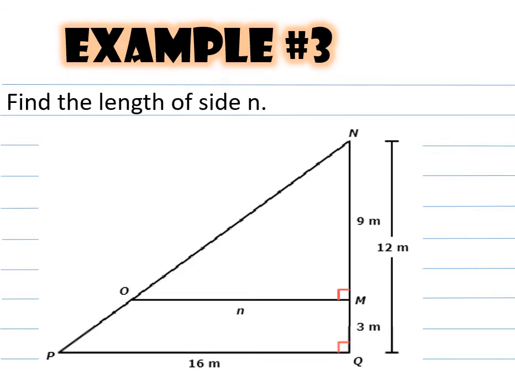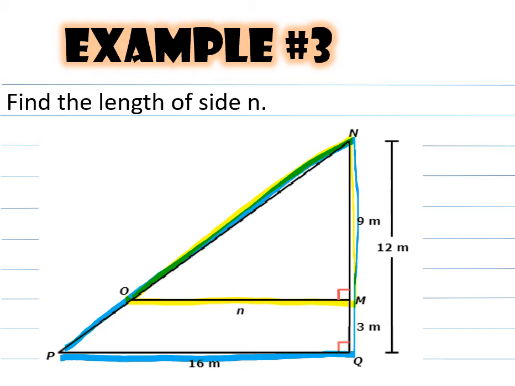Example number 3. Find the length of side n. So a lot of kids get really confused here, and I want you to observe that there are two triangles here. Here is one triangle, and then we've got a second triangle right here. It's overlapping. So there's two triangles, a yellow triangle and a blue triangle. For yellow triangle, we don't know its base. We don't know what n is, but for yellow triangle, it has a height of 9. For the blue triangle, the bigger triangle, it has a base of 16 and a height of 12. So you can kind of disregard the 3. That's not even going to be part of our tic-tac-toe board.